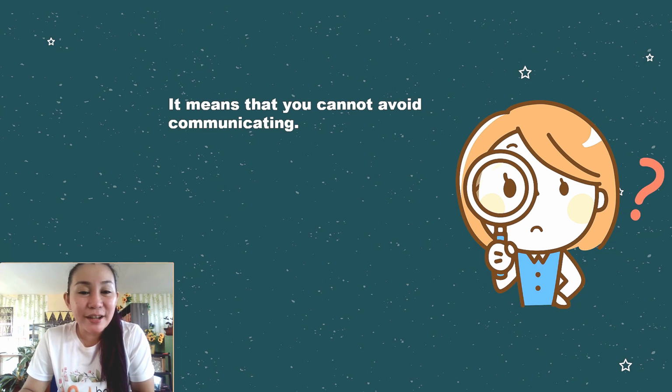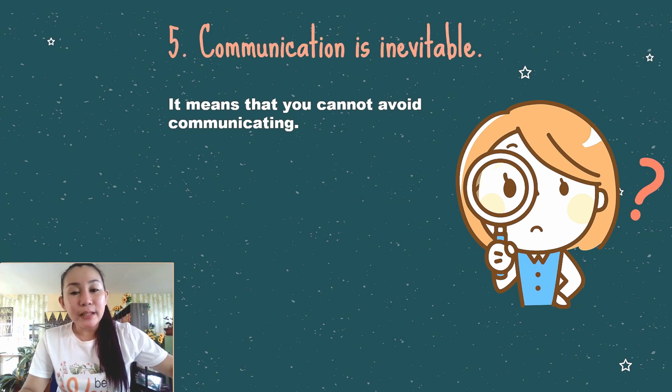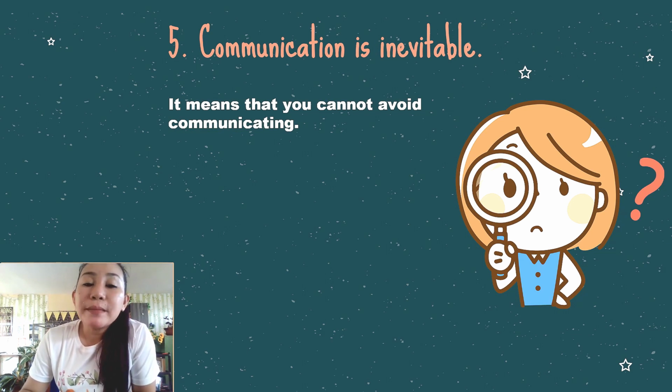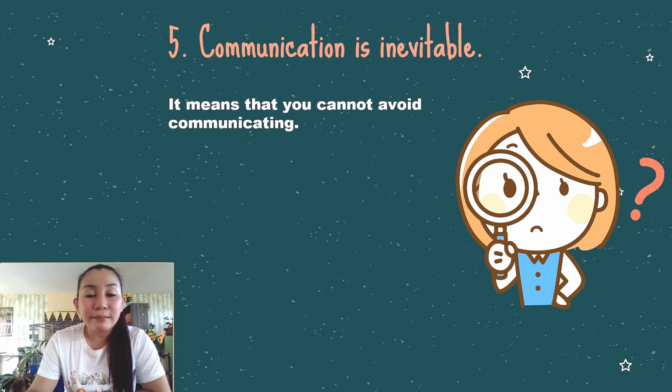Now, let's proceed to number 5. Okay, communication is inevitable. In our language, what do we mean by inevitable? Inevitable means dili malikayan. Okay? It means that you cannot avoid communicating. Dili malikayan. You cannot really avoid communicating.